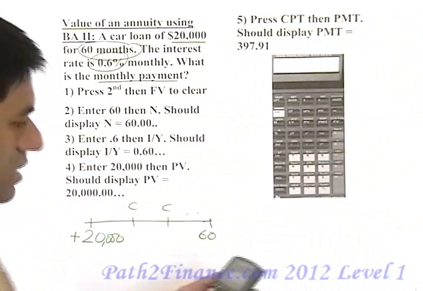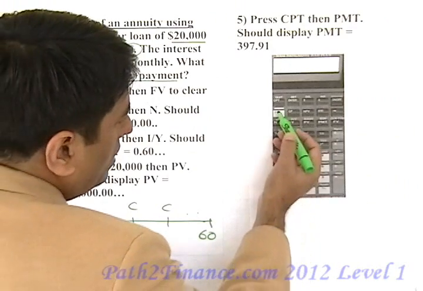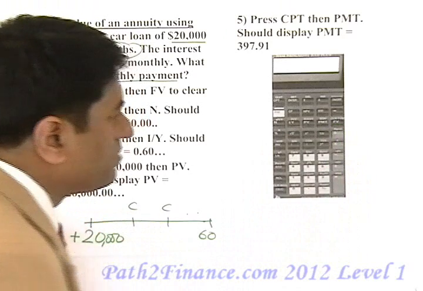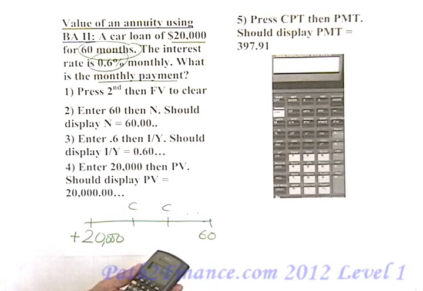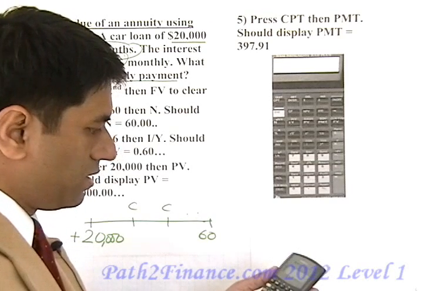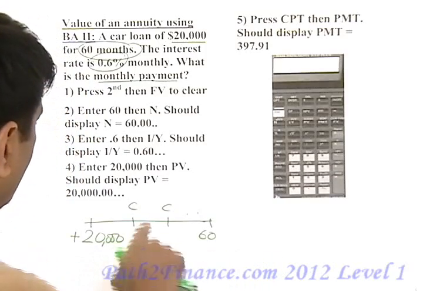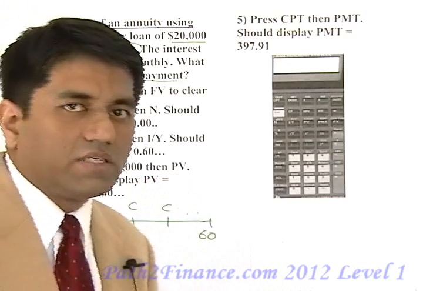So first clear it, hit second followed by FV, second then FV. Enter 60 for the number of periods, enter 0.6 as the interest rate, enter 20,000 as the present value. So now all the data has been entered.